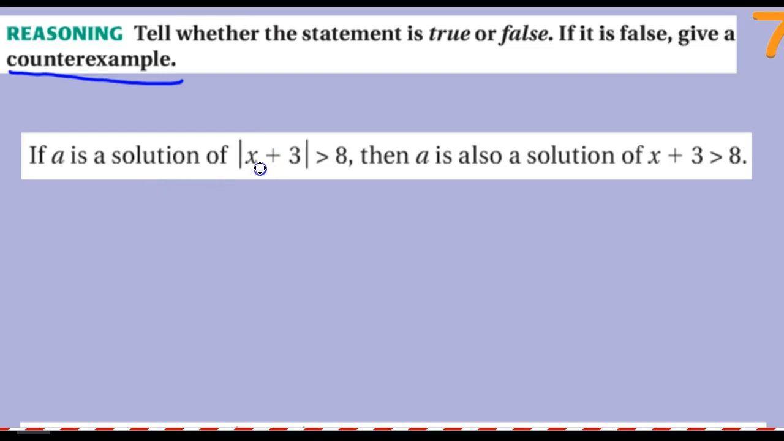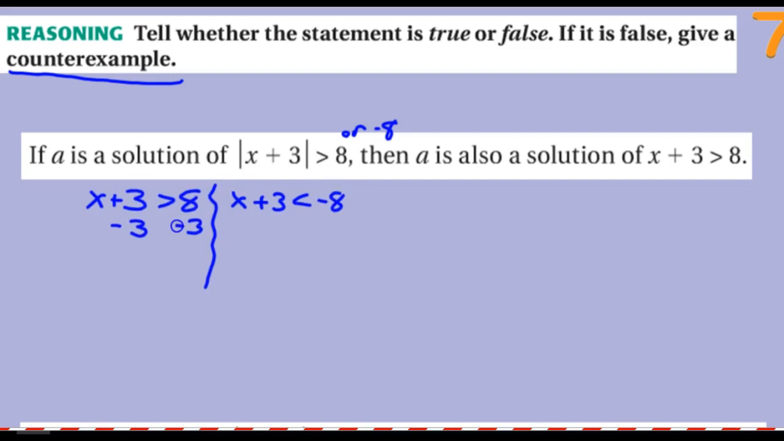So we know that this could be either 8 or negative 8. So we have x plus 3 is greater than 8, and x plus 3 is now less than negative 8. So subtract 3 from both sides. We get x is greater than 5, and x is less than negative 11.